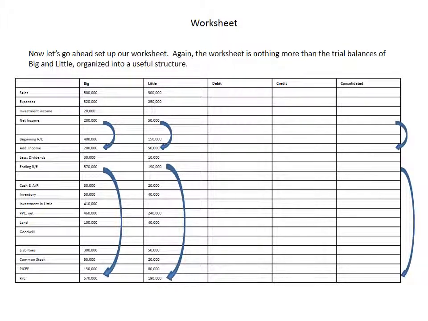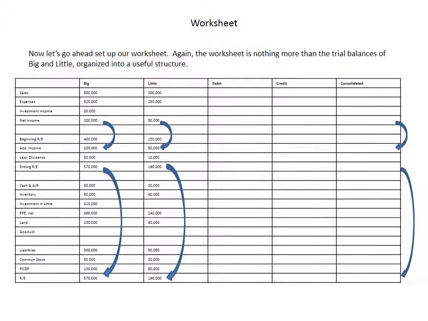Again, let's fill in the worksheet. I want to get the pattern down for the flow of information through the worksheet. We start at the top, computing our net income. Sales minus expenses plus investment income as appropriate equals net income. We take that net income number and transfer it down to the statement of retained earnings, where it says add income. We complete our statement of retained earnings, beginning retained earnings plus income less dividends equals ending retained earnings, and we take that ending retained earnings figure and put it down in the balance sheet as ending retained earnings.